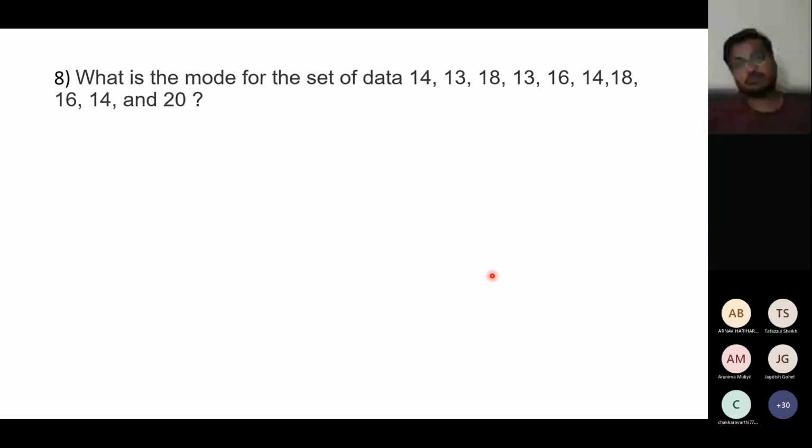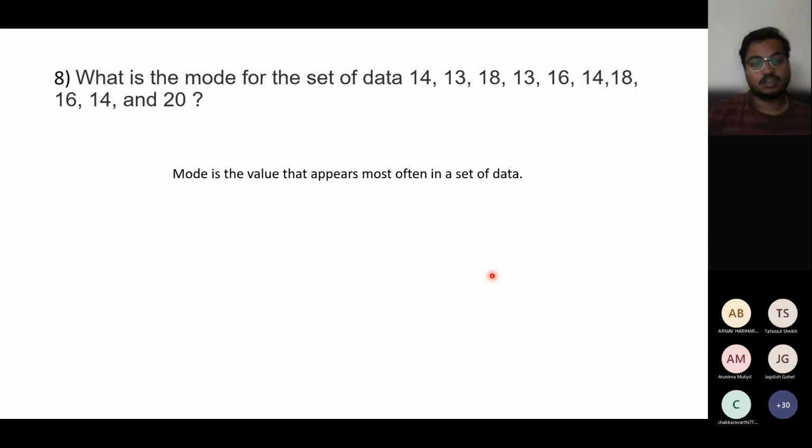So the eighth question is, what is the mode for the set of data 14, 13, 18, 13, 16, 14, 18, 16, 14, and 20? A mode is the value that appears most often in a set of data. So here we can count 13 appears 2 times, 14 appears 3 times, 16 appears 2 times, 18 appears 2 times, and 20 appears once. So we know that 14 appears 3 times, which is the most number of times a given number appears in the data set. So the answer is 14.